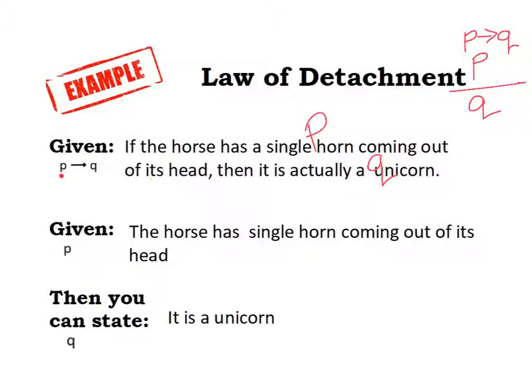So let's see. Given if P then Q. Got it. Now, the horse has a single horn coming out of its head. That's the P again. That's what I want it to be. And because it lines up just perfectly, I get to say the Q part. I get to say, oh, it's actually a unicorn.